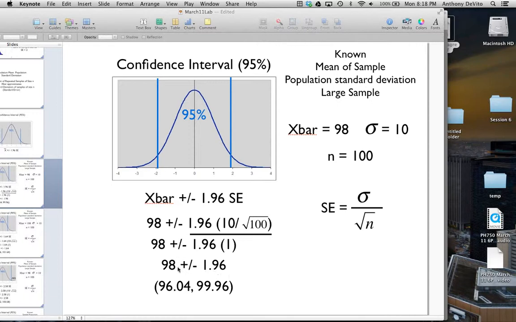What's a good name for this value that we add and subtract from the sample mean? Anybody got a good name for that? What would you call that plus or minus 1.96? I'll give it to you. I'll rephrase this another way.